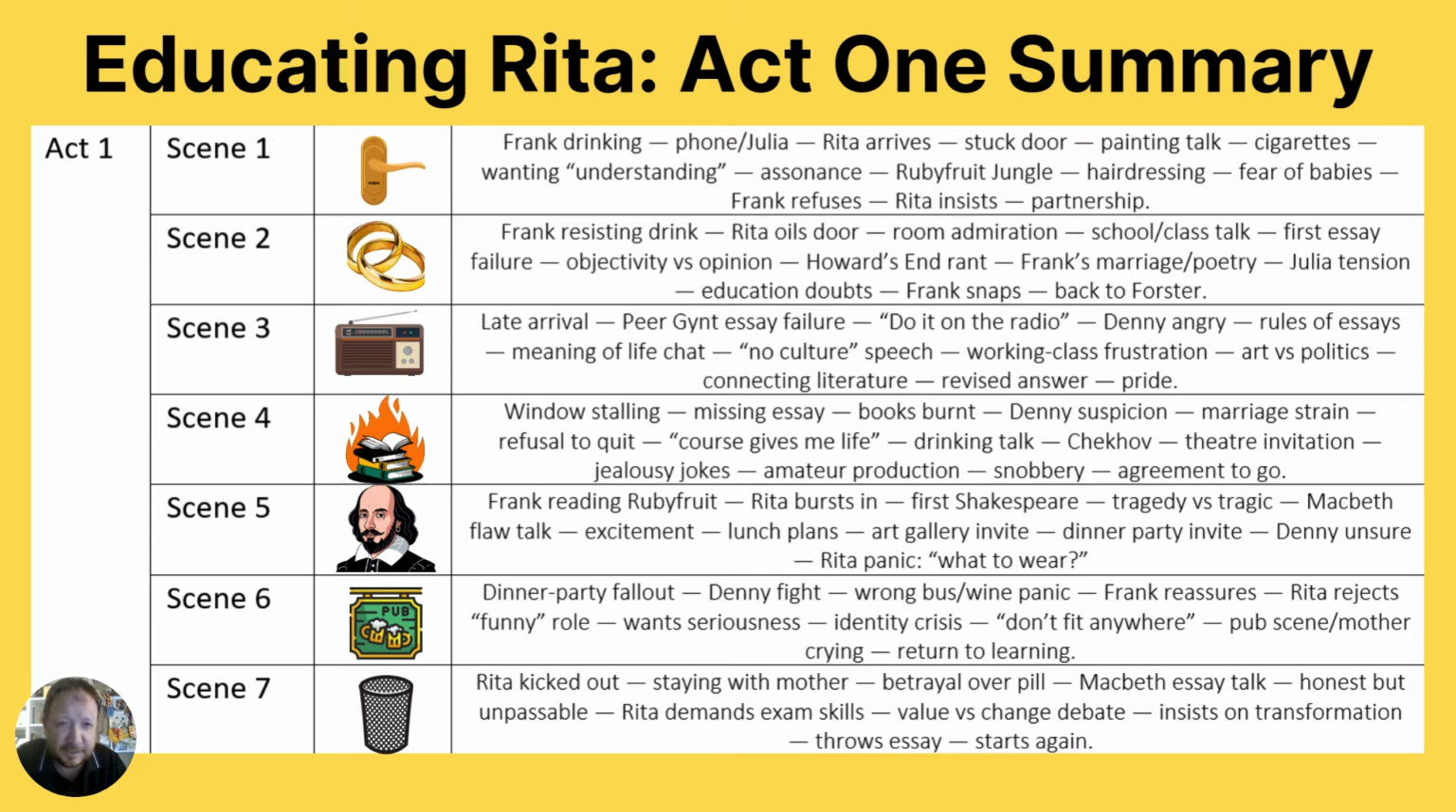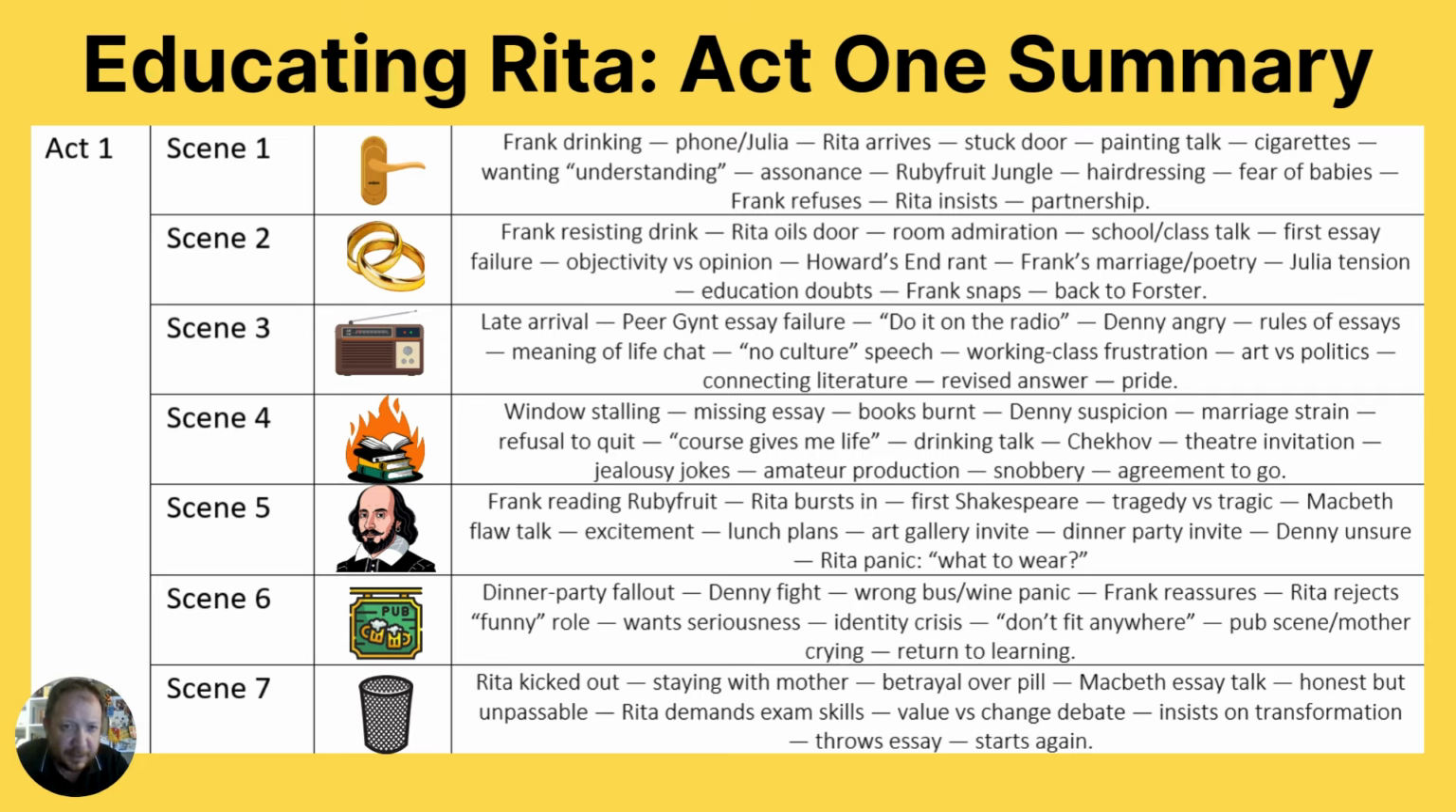There's loads of summaries on the internet, but putting it very simply, the first scene is Rita's arrival. She's got the stuck door, messing around with the door handle, the discussion of assonance, Ruby Fruit Jungle, and then the refusal from Frank, and the insistence of Rita. I've only just noticed this now, but that's a very clear role reversal from the final scene, isn't it? Look at that: Frank refusing, Rita insisting. What do we have at the end? Frank insisting, Rita refusing. It's a very clear mirror image, isn't it, at that end? But anyway, from the first scene.